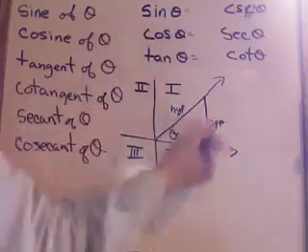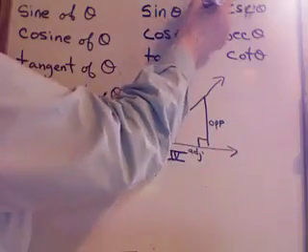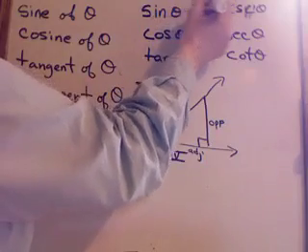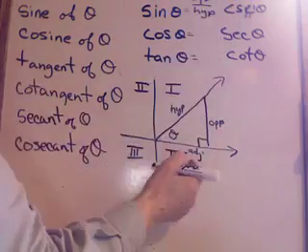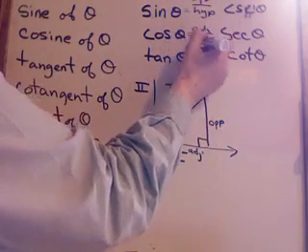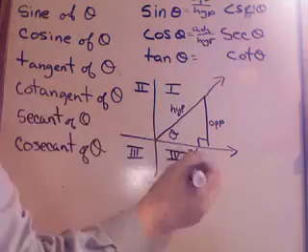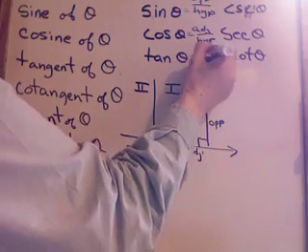So the shortcut rules for this: sine is opposite over hypotenuse. Cosine is adjacent over hypotenuse. Tangent is opposite over adjacent.